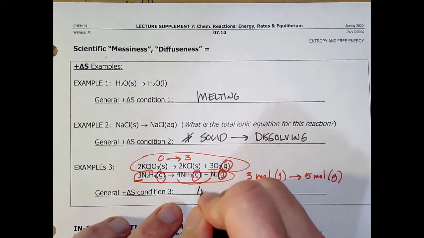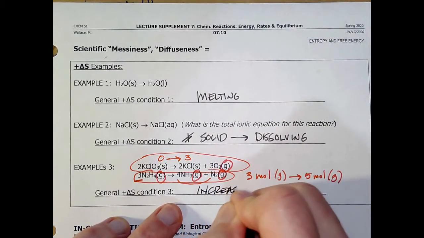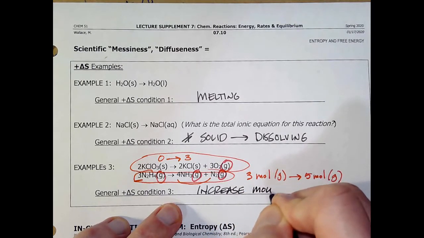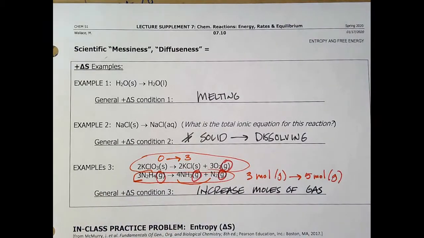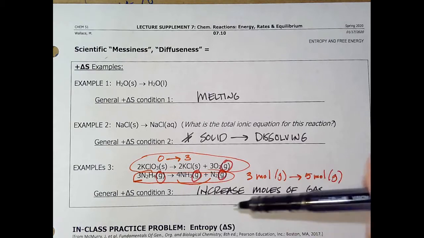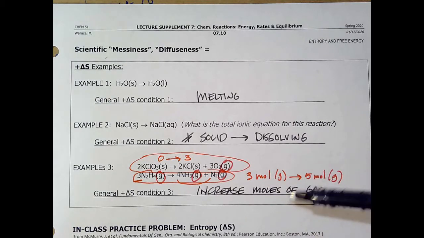So if I increase moles of gas, and these are just common things that we see. Like, oh yeah, melting. Oh yeah, solid dissolving. Generating gas, generating more gas than you start with. Those are sort of some common conditions that we can say nature likes to do this because it increases entropy. And the big idea is, does stuff get spread out? Does it get more disordered? Does it get more sort of messy?